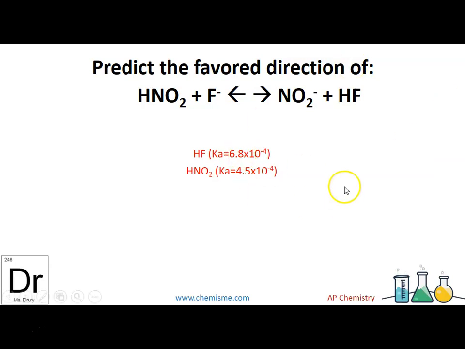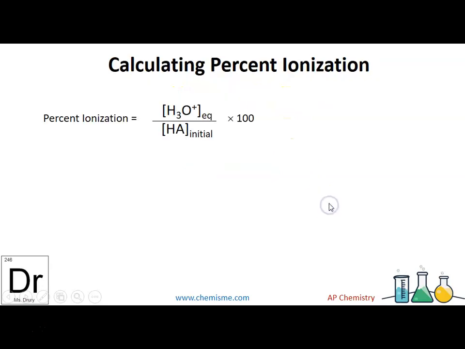But the one that's a tiny bit weaker, since they're both 10 to the minus 4, is HNO2. It's only 4.5 versus 6.8. Since HNO2 is slightly weaker, it doesn't ionize as well. Since HF is a little stronger, it ionizes a little bit better. So I would argue that this reaction reverses a little bit more than it goes forward because HF will form fluoride ions more often than HNO2 forming nitrite ions.